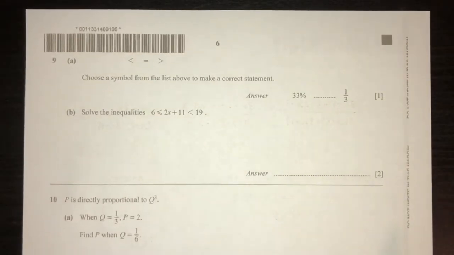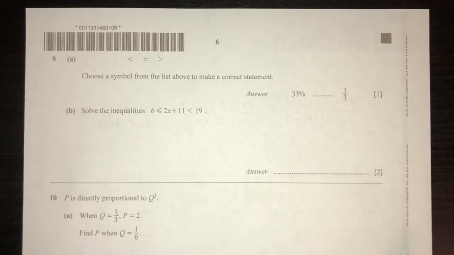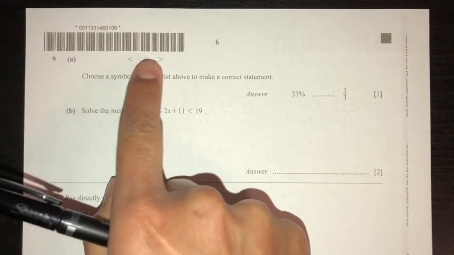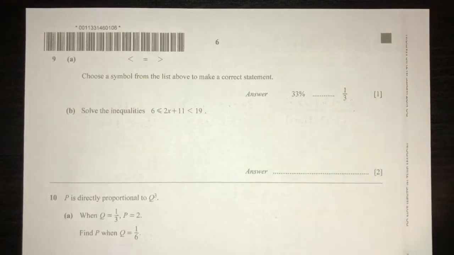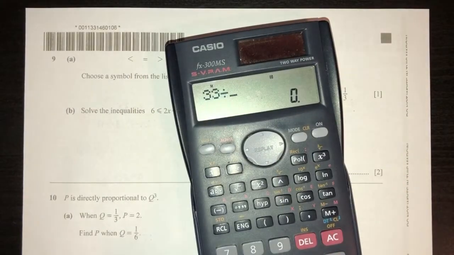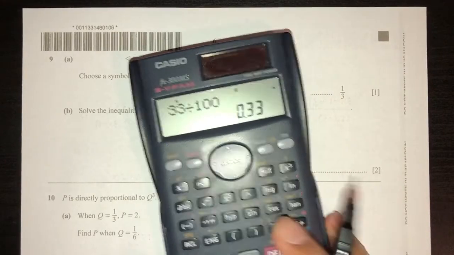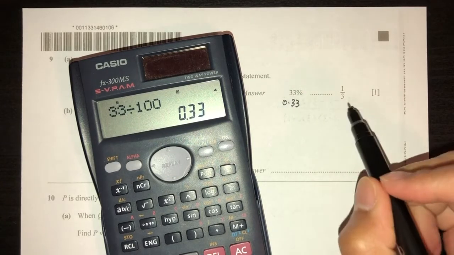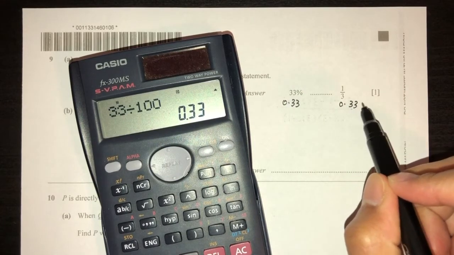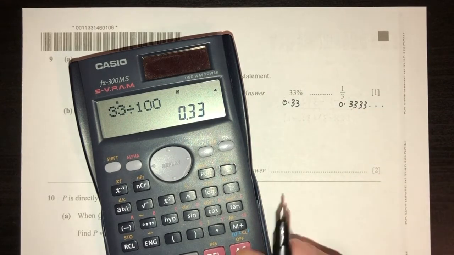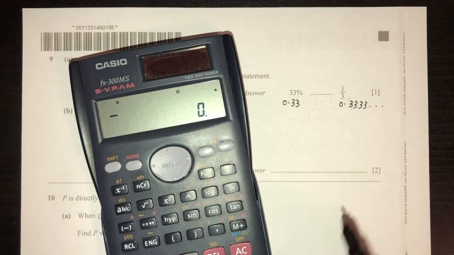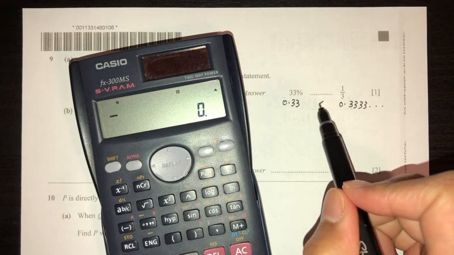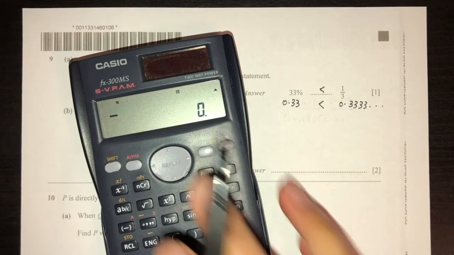Let's move on to question number 9. So choose a symbol from the list above to make a correct statement. This one is less, equal, or more. This one is what? It is 33 divided by 100. That will be 0.33. This one is 0.3333, keep going on. As you can see, so basically the left side will be less than the right side.